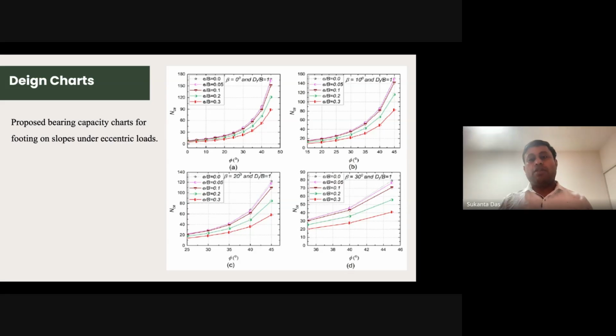After observing all these things, we now come to our contribution from the practical point of view. We validated our numerical and experimental work. Then we developed some charts which can be used ready-made in the field. These are the charts we developed for different conditions, different angles of internal friction, and cohesion. Cohesion is not going to influence the bearing capacity. So we proposed some charts.